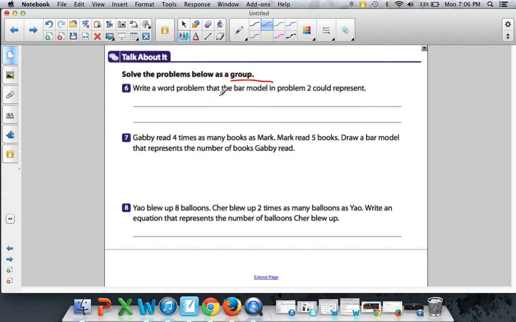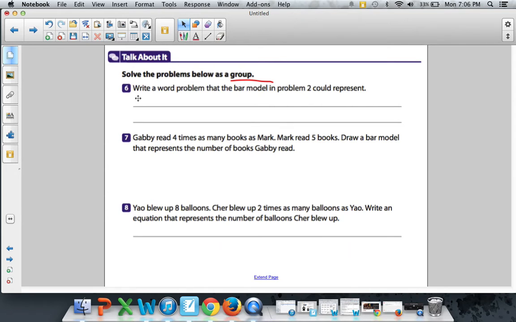Write a word problem that the bar model in problem 2 could represent. We're on page 41 right now in our math workbook, but you could look back to page 40 and you can see the number 2 they're talking about. They're talking about the following model with all the 2's and the 8. And the 2 times 4 is 8. So we need a word problem that would be represented in that model.